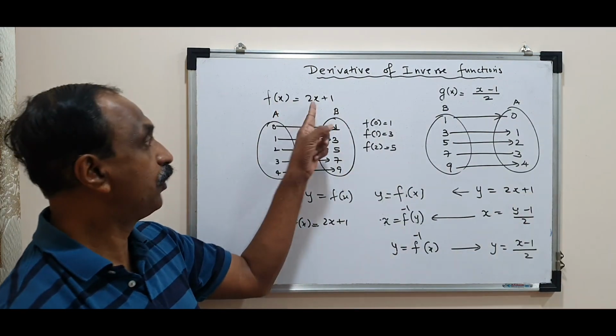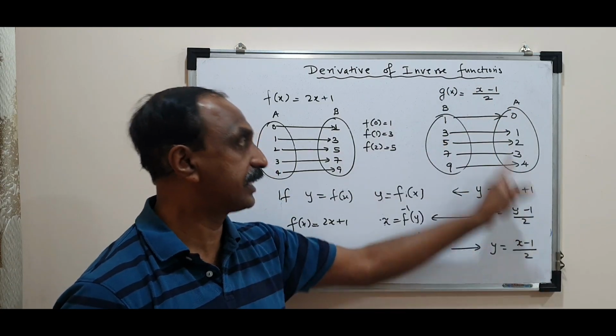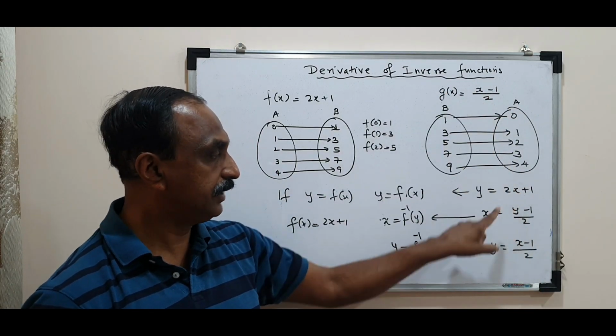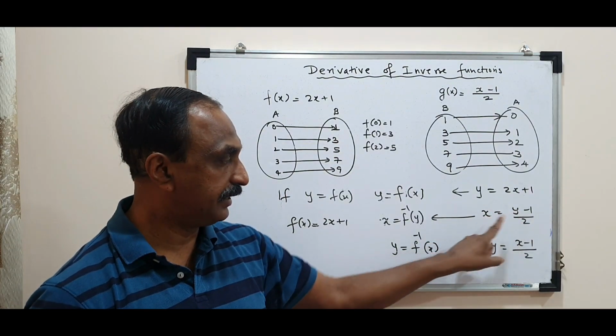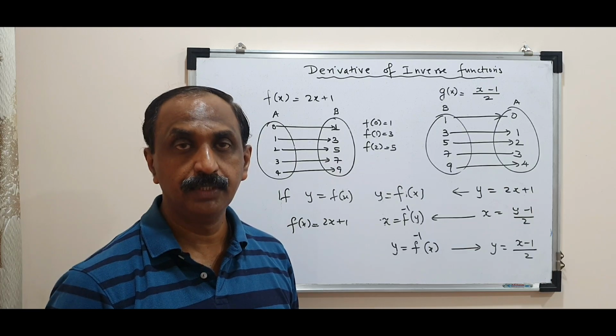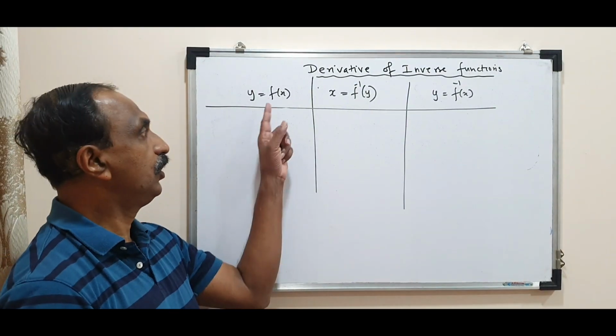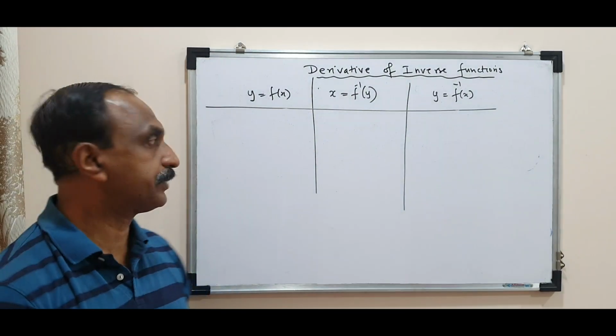You can see f of x is 2x plus 1, and g of x is (x minus 1) upon 2. So how did I get this (x minus 1) upon 2? I made x as a subject and then replaced x by y and y by x. You will get the inverse of the function. Now let's practice a few problems on this. We will understand all the three notations by using examples.